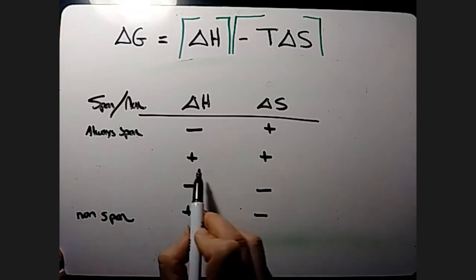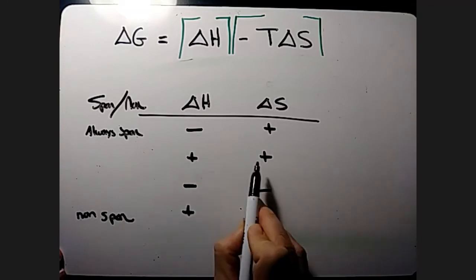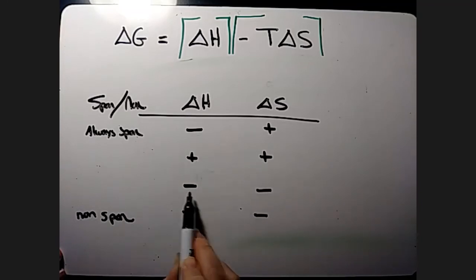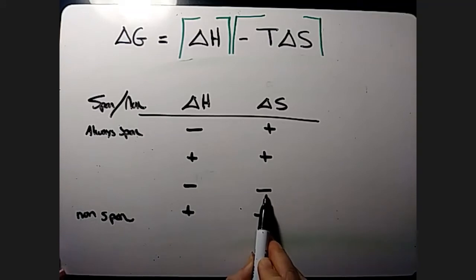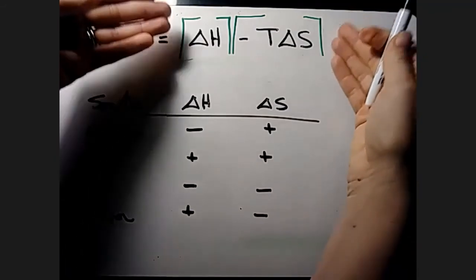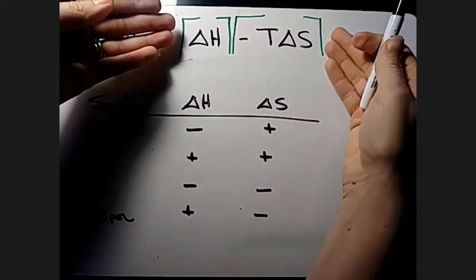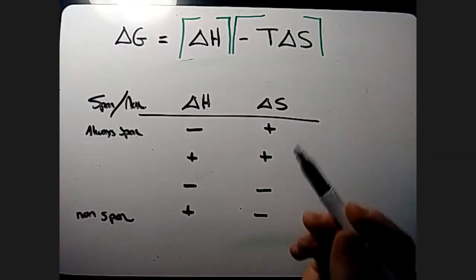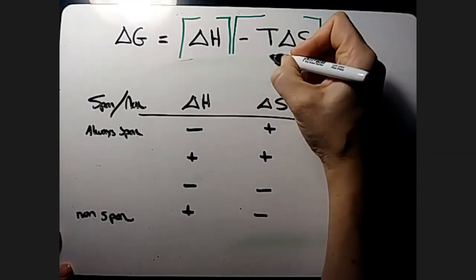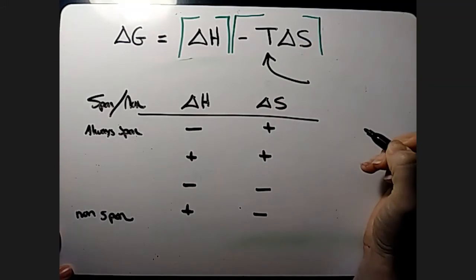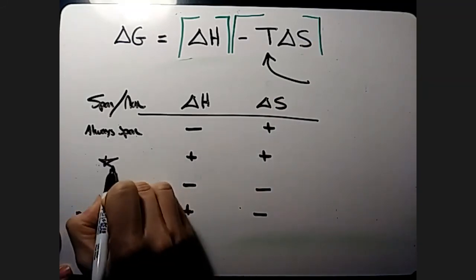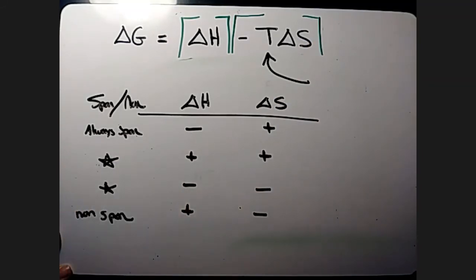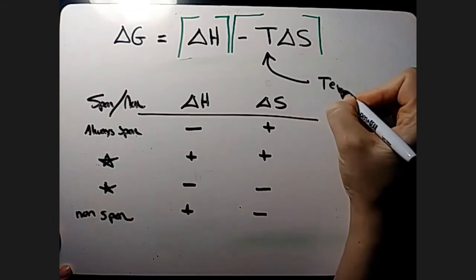Whereas these combinations, if you have a positive value for delta H and delta S, or a negative value for delta H and delta S, well, now you've got a competition, because we have to see which one of these values is larger as to what sign our final answer is going to be. And the magic about this is really the temperature. So in both of these cases, it's temperature dependent.